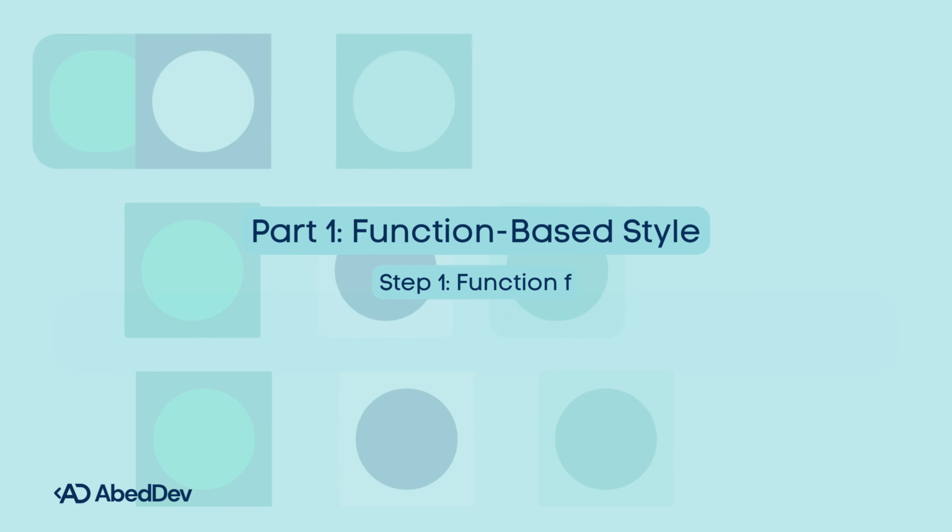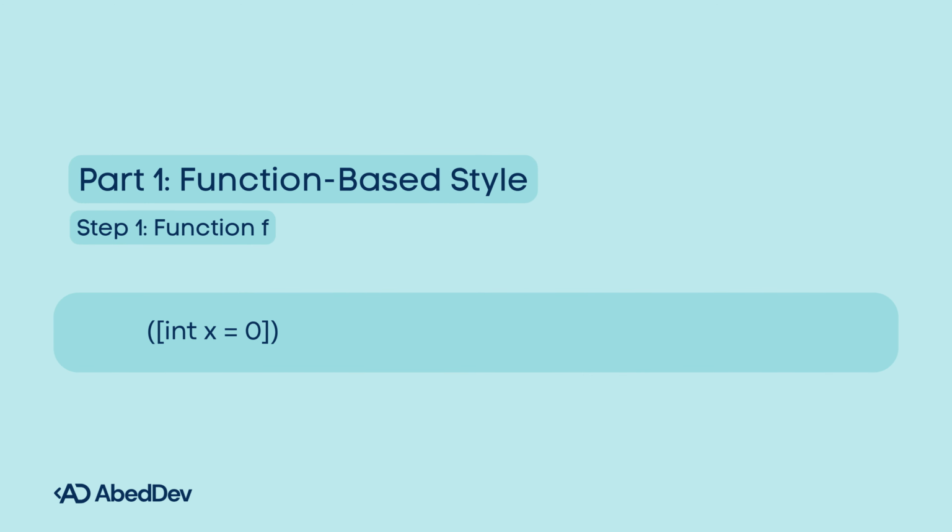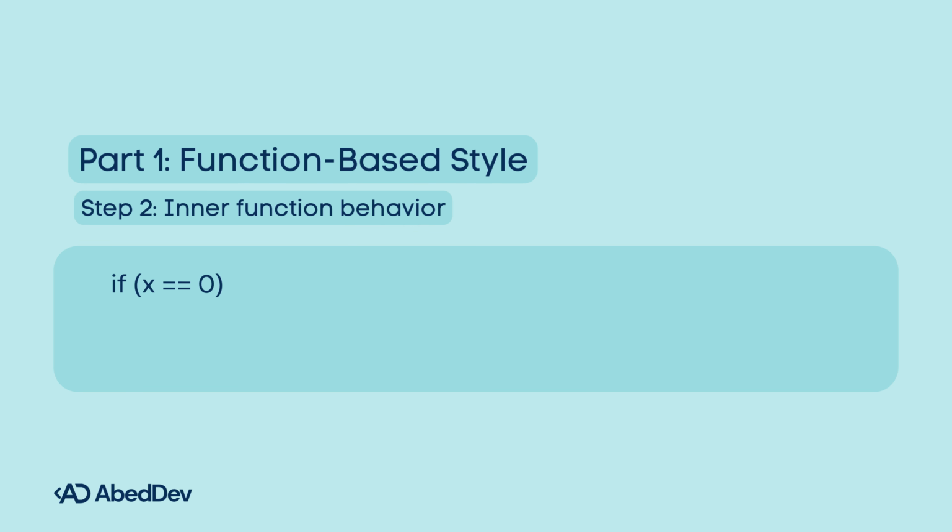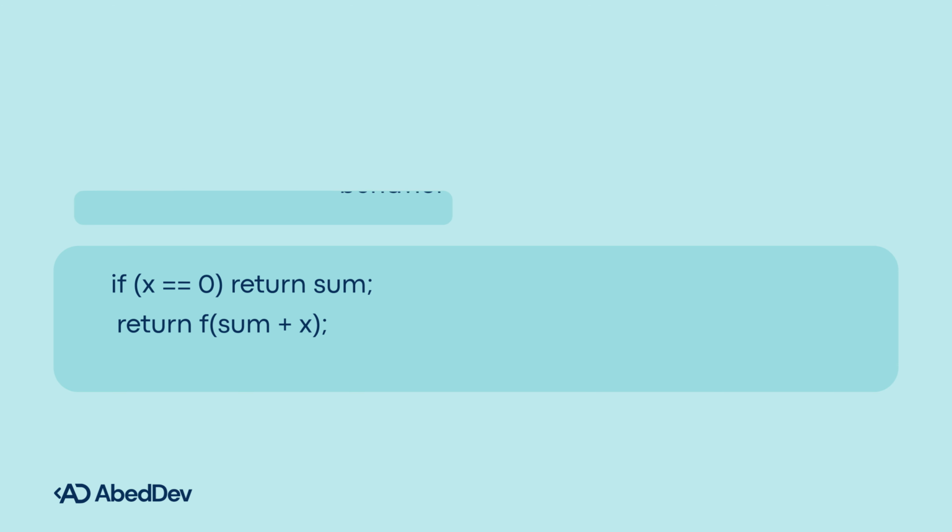Step 1. Function f takes an optional positional parameter, sum, defaulting it to 0. It returns another function. If x equals 0, it stops recursion and returns the accumulated sum. Otherwise, it calls f recursively, adding x to the sum. Each call returns a new function waiting for the next number. This is essentially a chainable sum function. You can keep calling it with numbers and it accumulates the sum.